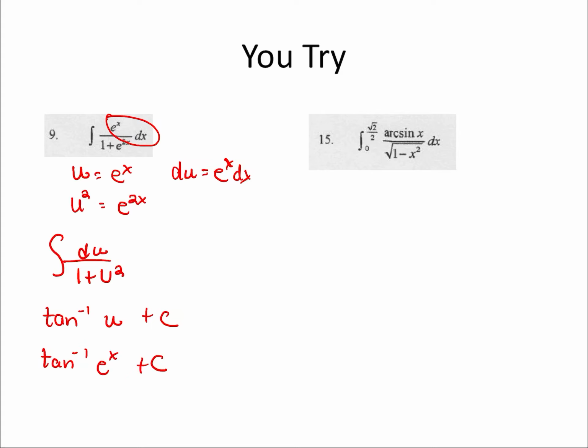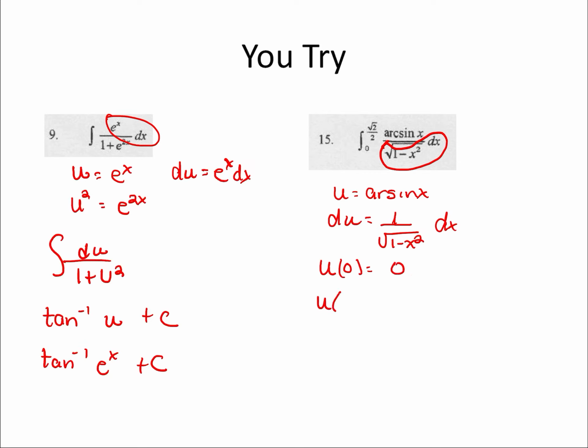Interesting. And finally, we have to do another u substitution. What should I make u equal to? Well, if I make u equal to arc sine x, then du is equal to 1 over the square root of 1 minus x squared dx. That's in my problem. Let's change our limits of integration. So u of 0 is arc sine of 0, which is 0, and u of radical 2 over 2 is the arc sine of radical 2 over 2, which I think is pi over 4.